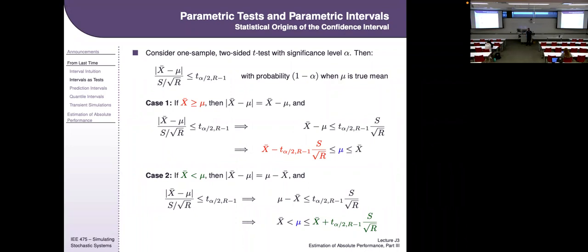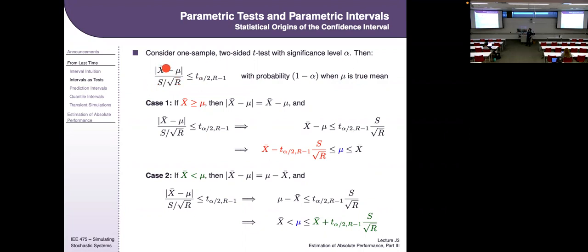So where does all this come from? The half-width formula looks a little funny. The half-width formula is down here. This is the half-width formula here. Here is basically a t-test. So we all know how to do a t-test now.